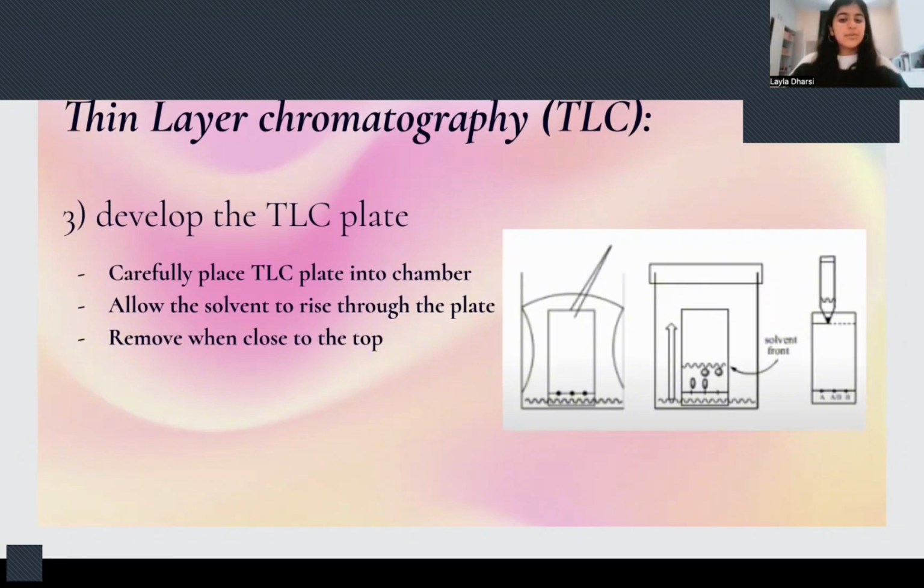Thirdly, through developing the TLC plate, you place the TLC plate in the chamber and into the solvent-filled beaker, and this solvent should rise through the plate, carrying the paracetamol sample within it. As the solvent moves up the plate, it'll carry the paracetamol sample at different rates depending on the polarity of the substances within the mixture. Paracetamol will then form a spot at a specific point, and then you remove the plate when it's close to the top.